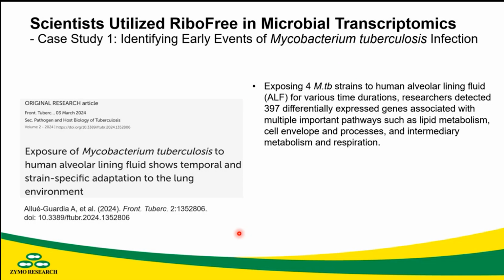Specifically, this team, primarily based in Texas, US, exposed 4 different TB strains to human alveolar lining fluid for different time durations. And then they performed differential gene expression analyses on the RNA libraries that they sequenced and detected close to 400 differentially expressed genes. They found that these genes are associated with multiple important pathways, such as lipid metabolism, cell envelope and processes, as well as other metabolism and respiration functional pathways.